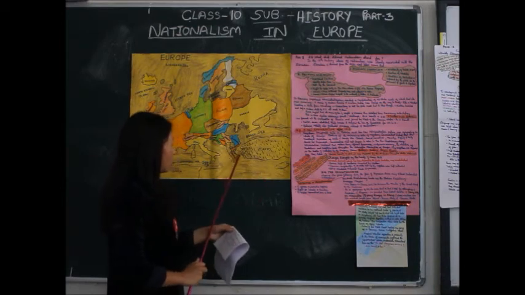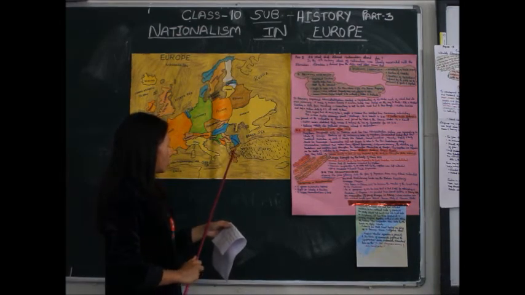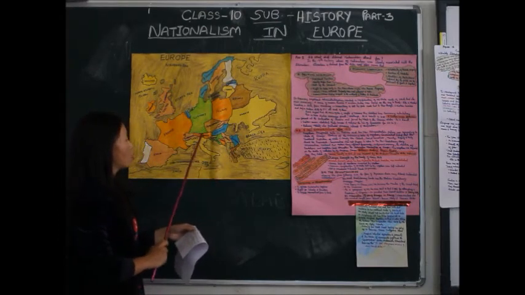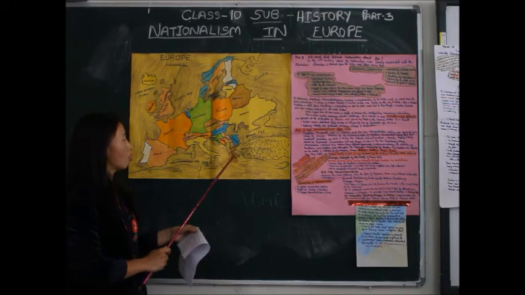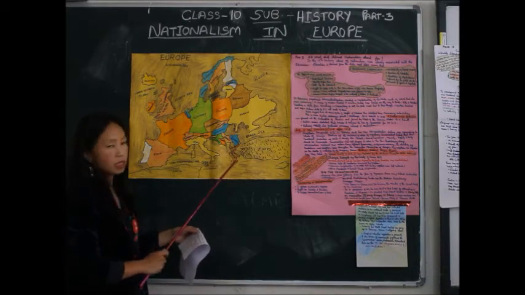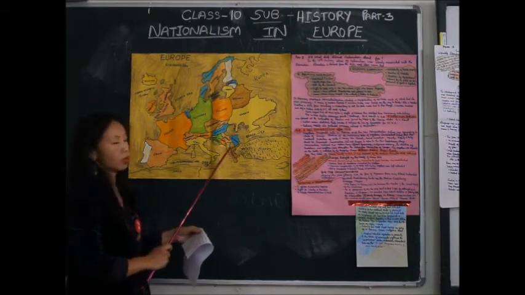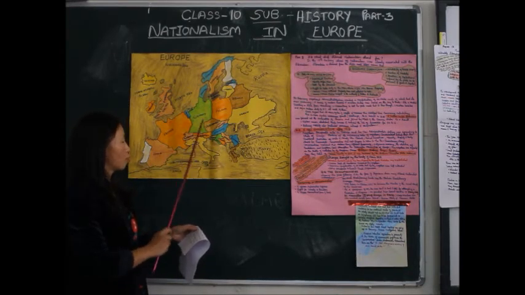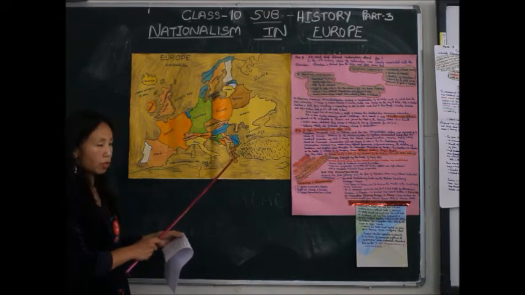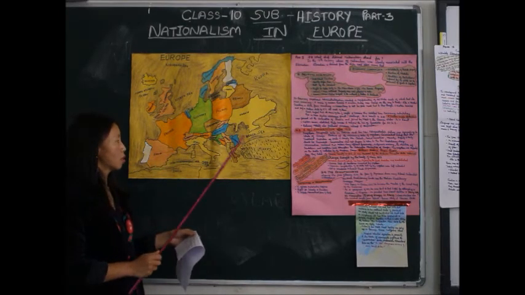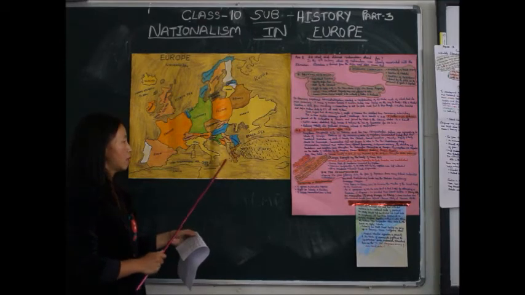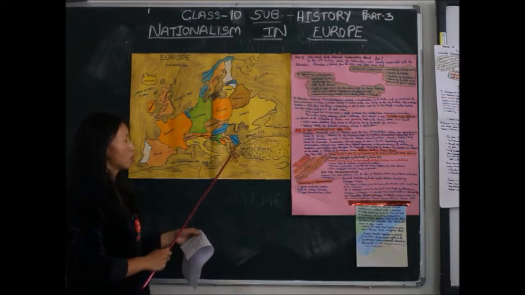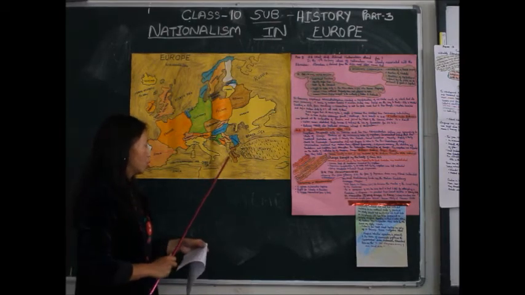So what did they start doing? The Greeks started struggling. All the European countries know that Greece is the cradle of European civilization. So all the Western European countries also supported Greece in getting independence, as well as Greek people residing in exile. They also supported Greece becoming an independent nation.